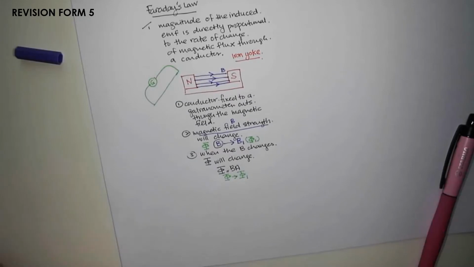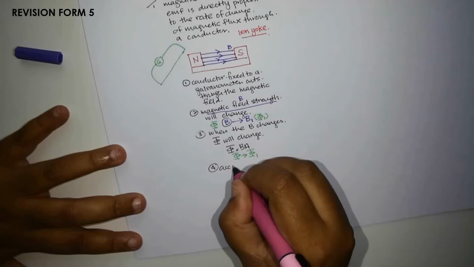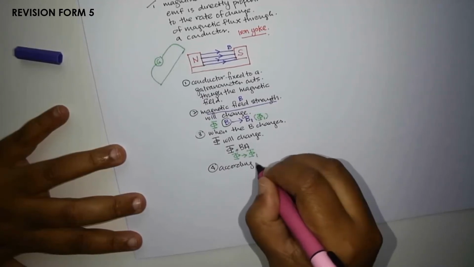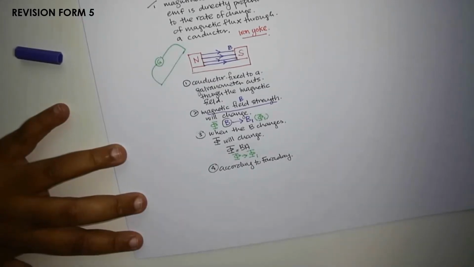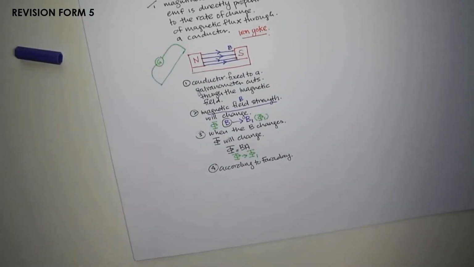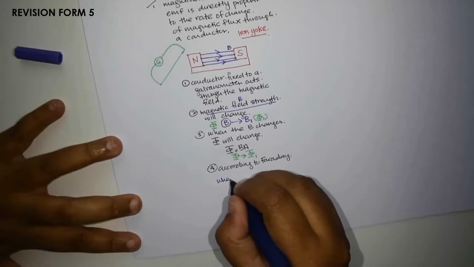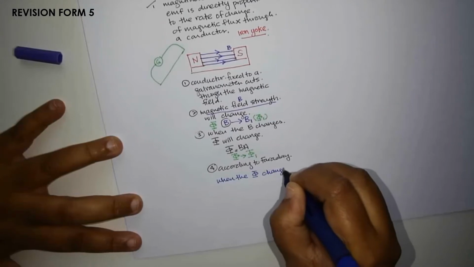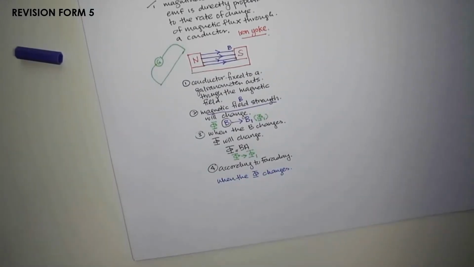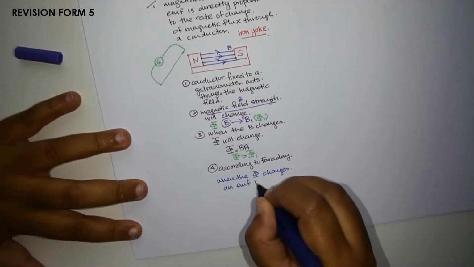Then according to Faraday, number 4. According to Faraday, he said what? He said when the magnetic flux changes, I'm going to write it with the blue pen, he said when the magnetic flux changes, an EMF is induced. An EMF is induced.